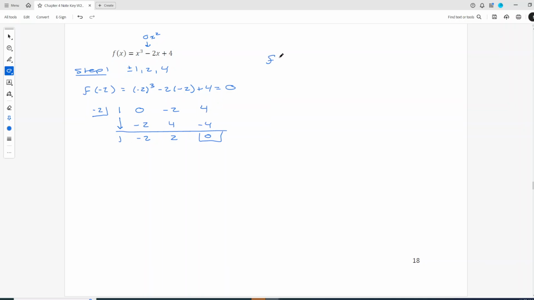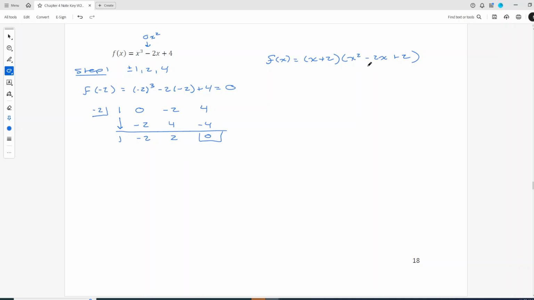Okay, so what did we just do? Well, we just factored my cubic function as x minus minus 2. So if my 0 is negative 2, my factor is x plus 2. And then I've got x squared minus 2x plus 2.